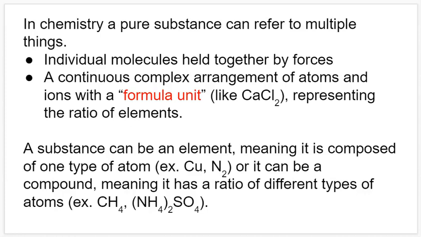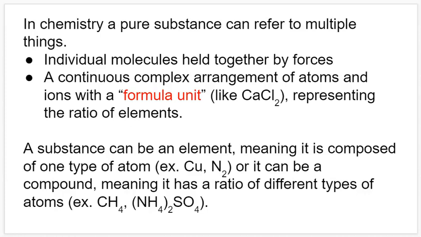A good distinction between these two types of pure substances: sugar would be a good example of the first one. Sugar is a molecule like sucrose or glucose. And then when you have solid sugar, you have a bunch of those molecules that are attracted to each other and stuck together. Whereas for a continuous complex arrangement, a good example would be table salt, sodium chloride, where you have sodium atoms and chloride atoms that are all stuck together in a big complex arrangement, but there's no individual molecules.